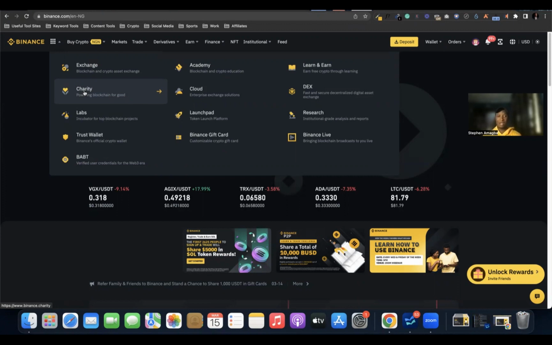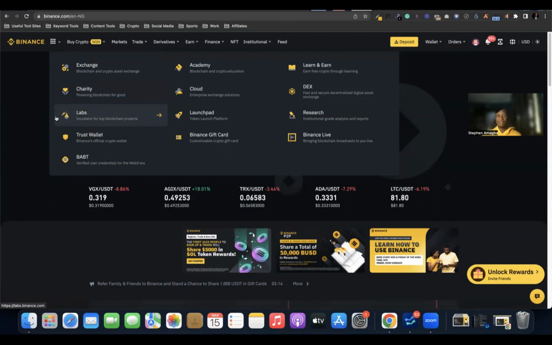So we also have the Binance Labs, which is basically our incubator for top blockchain projects. Yes, Binance actually helps promising blockchain projects to thrive. Since we are out for the good of the whole ecosystem in general, Binance is supporting promising projects in its own way.